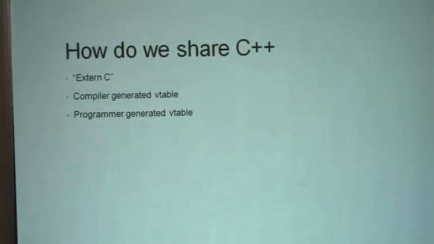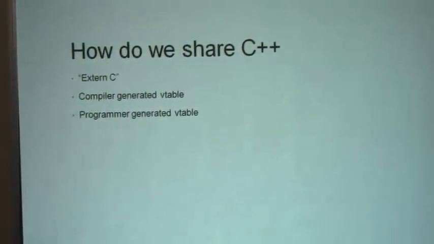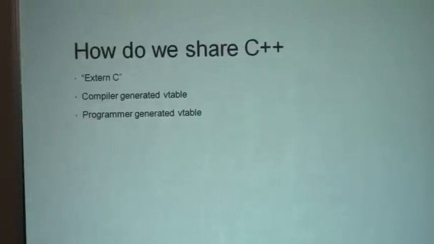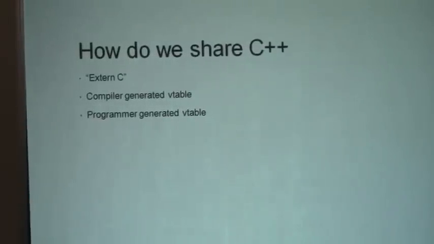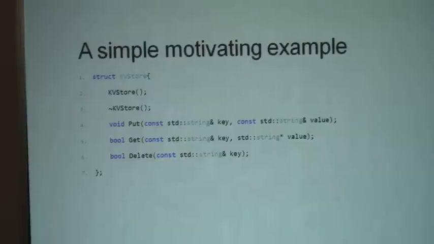So how do we share? There's three main ways we can share in C++. One is to use extern C. The second way is to use vtables that are generated by the compiler. And the third way is programmer-generated vtables. So here's our motivating example.